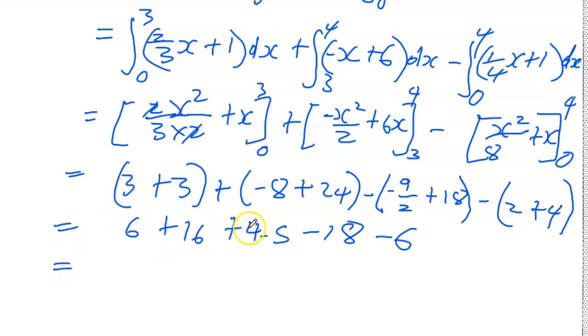Take away 6, that's 20. Actually, it's actually 22 plus 4, so it's 26.5. Take away 6, so it's 20.5. Yeah, so it's actually 20.5 square units.